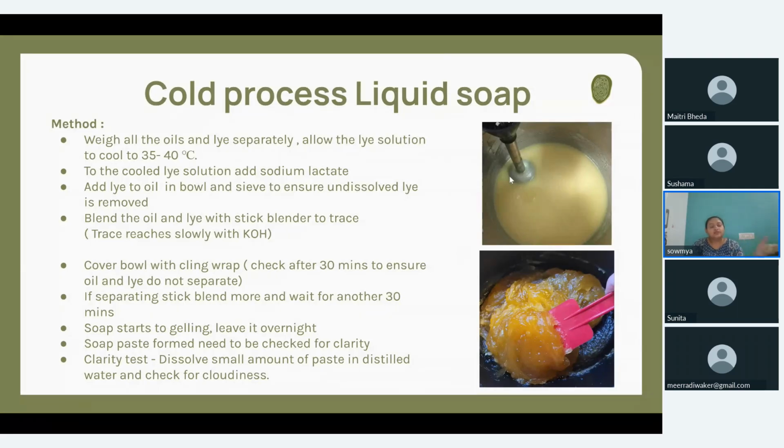In liquid soap, no matter how much you blend, it doesn't thicken up like it does in solid soaps. It will thicken up like in this picture, but you need to make sure. Again, what happens in the cold process method is you blend and then cover it with a cling wrap, and wait for some time, like 15 minutes or 30 minutes before you check.